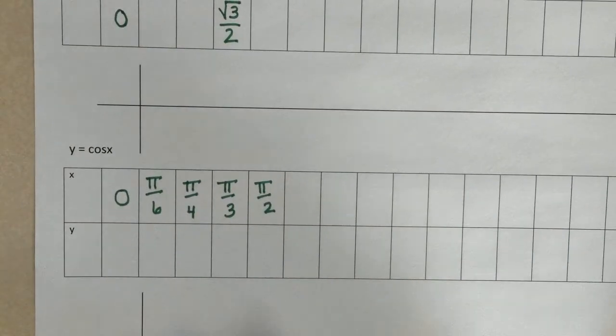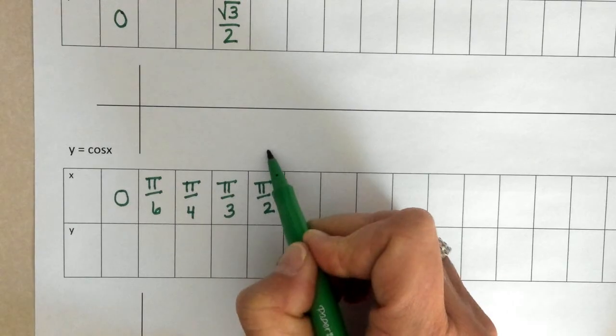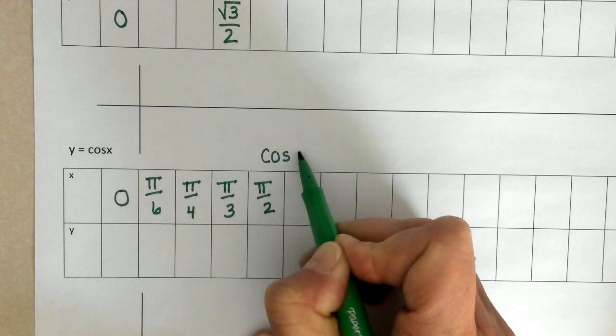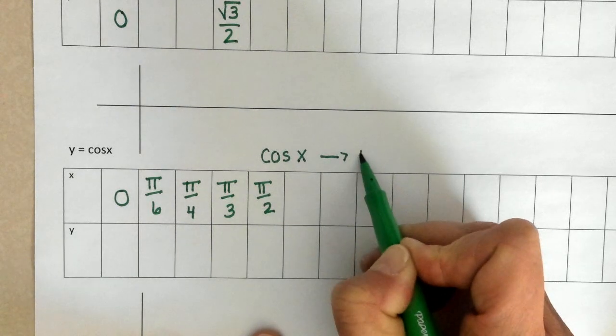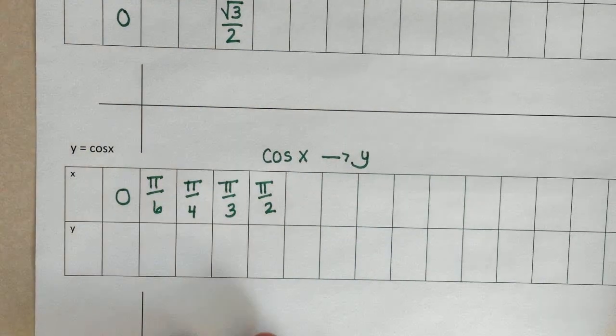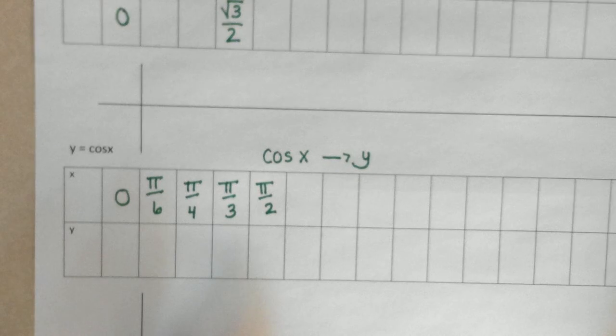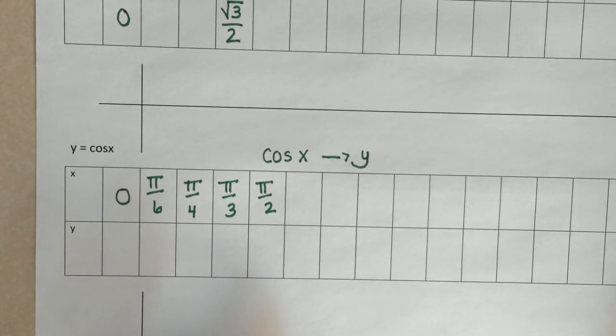Then you would go down to this next table and you would do it for cosine. You would find the cosine of each of those values, and then that will give you your y. So take a minute and look at that. Decide if you have any questions, and if you do, you may need to reach out to one of us to get some answers.